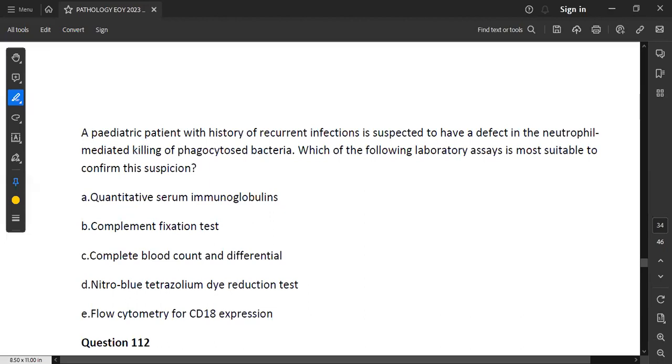Yeah, the answer is D, nitroblue tetrazolium dye reduction test. For this question, I asked which disease, it's CGD. Chronic... what? Can't remember the name. It's actually down here. Granulomatous disease.